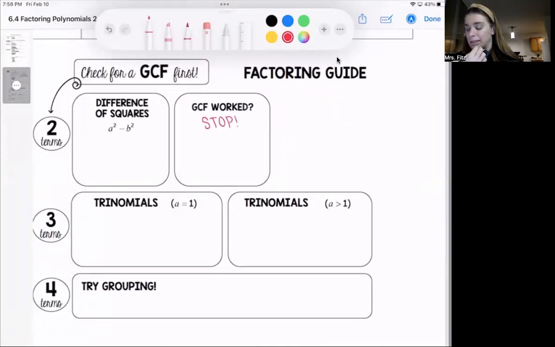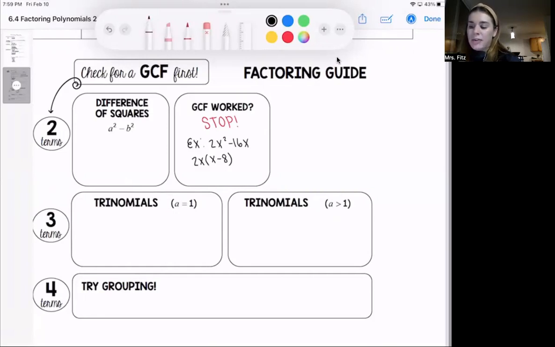And sometimes you have to keep going after the GCF, but if you have an example like this, 2x squared minus 16x, and we're factoring, when we pull out the 2x, we have x minus 8 left, and we actually can't go any further. So if the GCF worked, you're done. But if you have a GCF and then you're left with a difference of squares, or you're left with a trinomial, or 4 terms for grouping, that's when you should keep going.